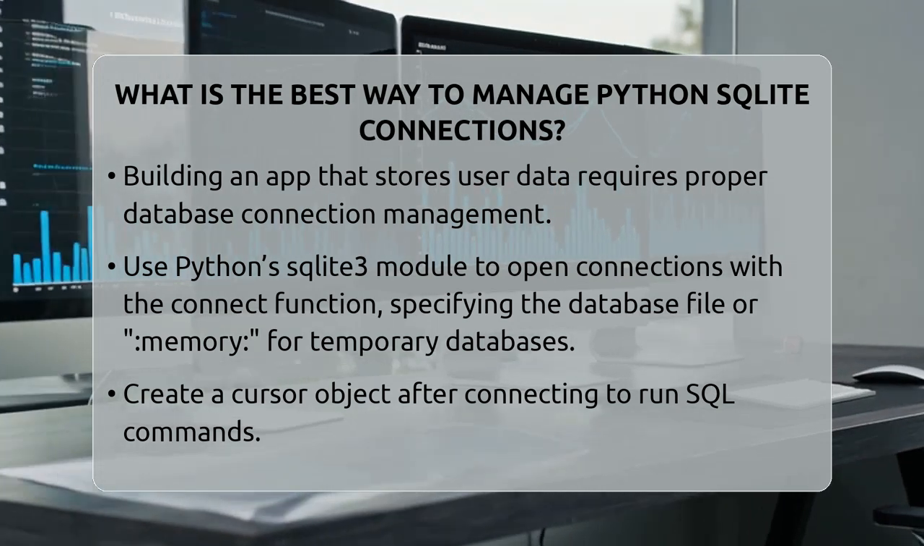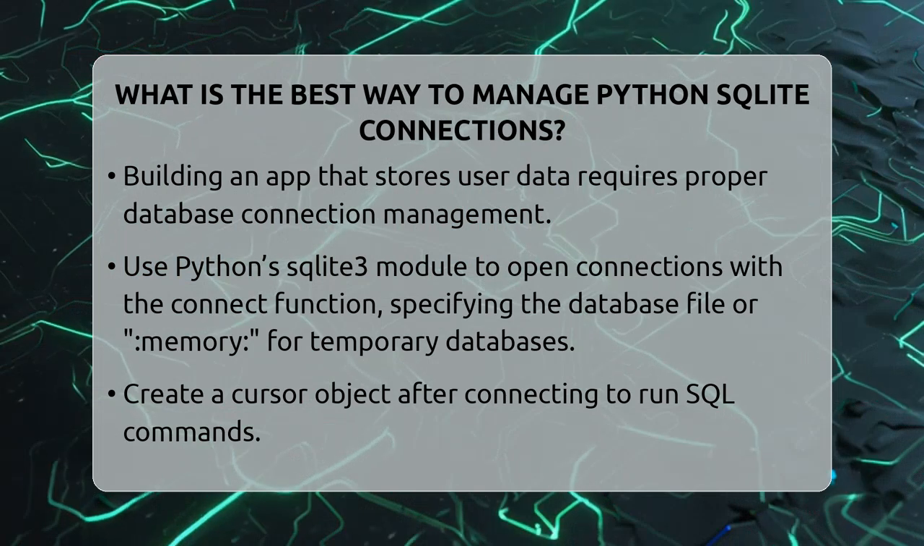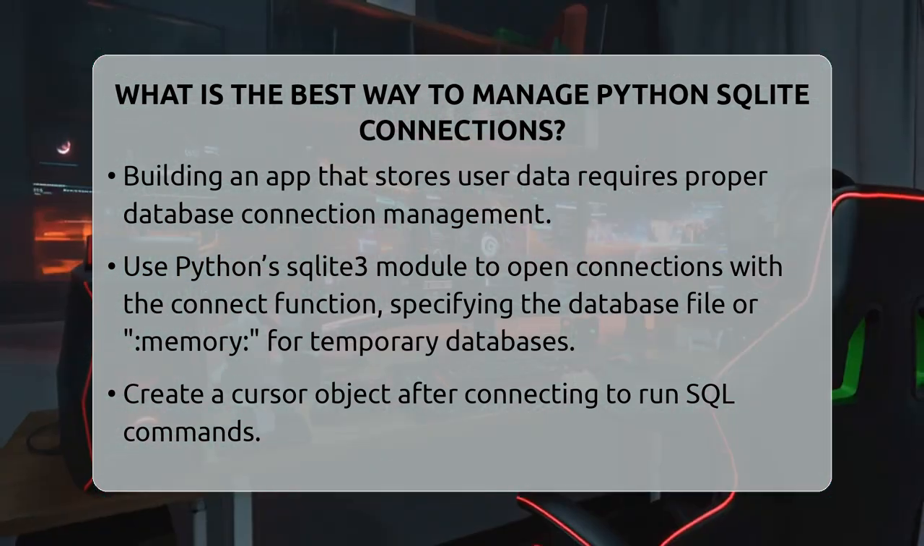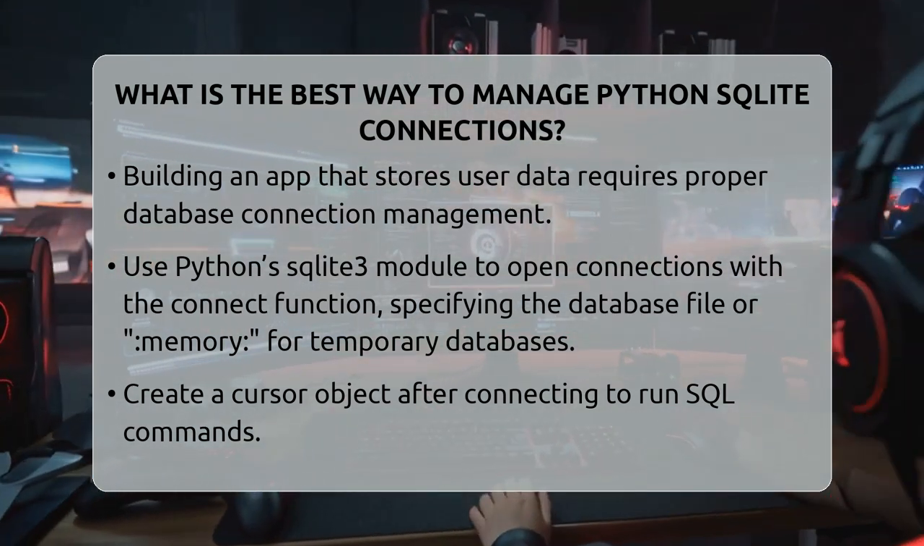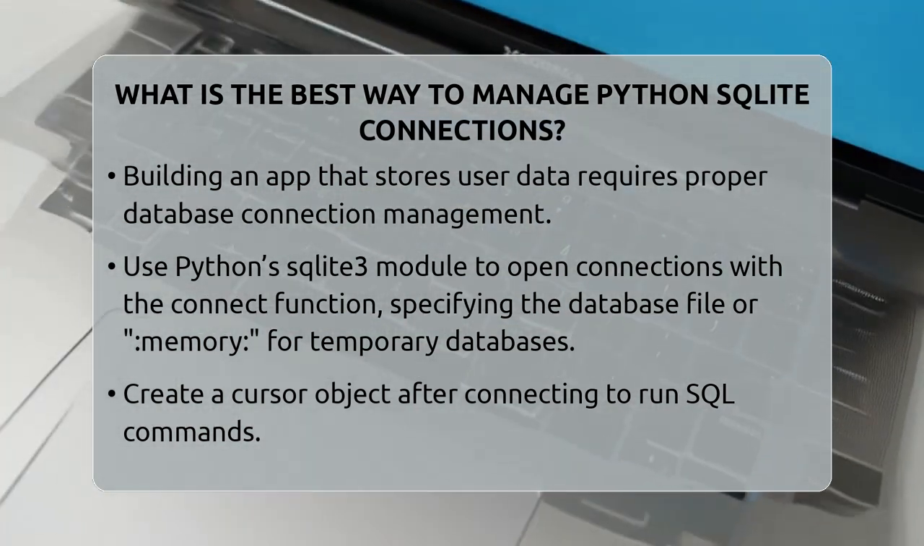First, every time you want to talk to your database, you need to open a connection. Python's built-in sqlite3 module makes this easy with the connect function. You tell it which database file to use, or use the special name :memory: if you want a temporary database. Once connected, you create a cursor object to run your SQL commands.